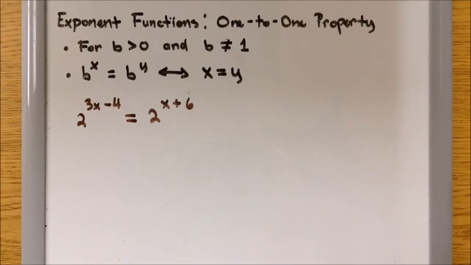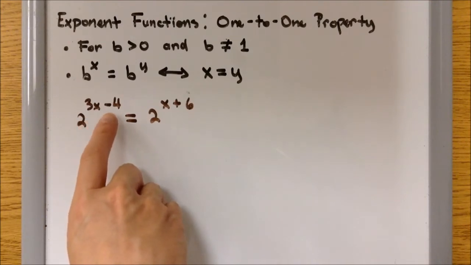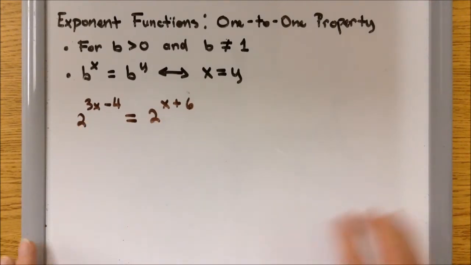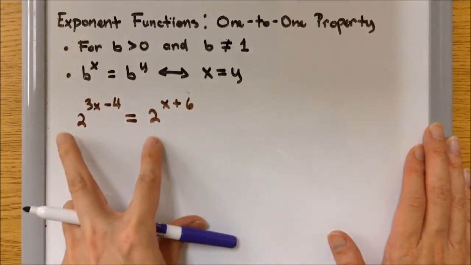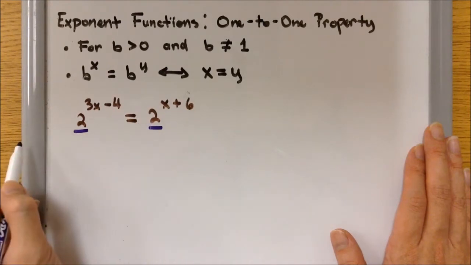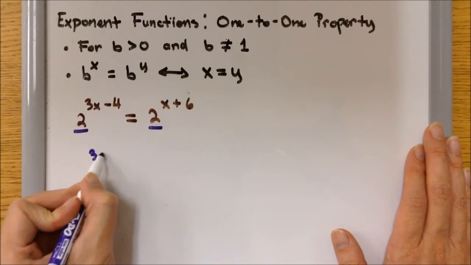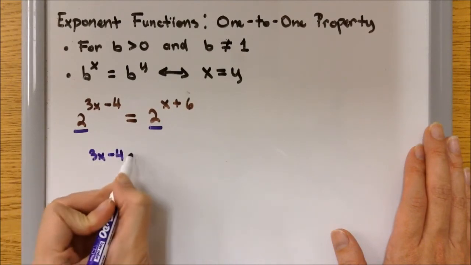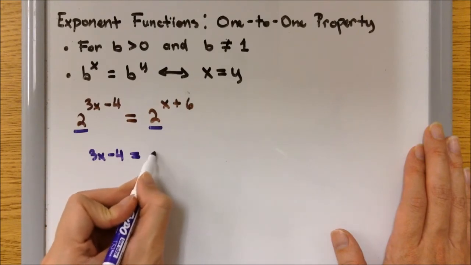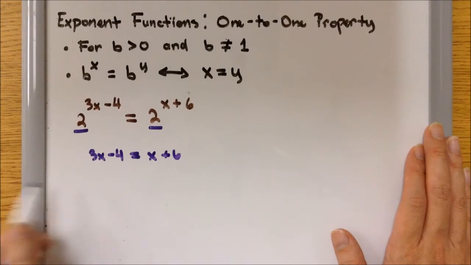In example 1, we have 2 to the power of 3x minus 4 on the left side, equal to 2 to the power of x plus 6. Since the bases are the same on the left side and the right side, we're going to set the exponent from the left, 3x minus 4, equal to the exponent on the right, x plus 6. I'm going to do this step by step.